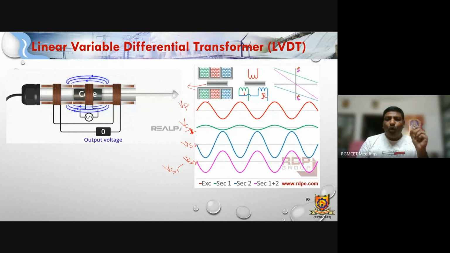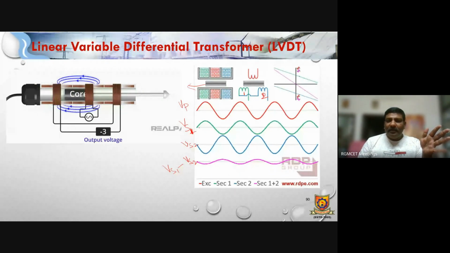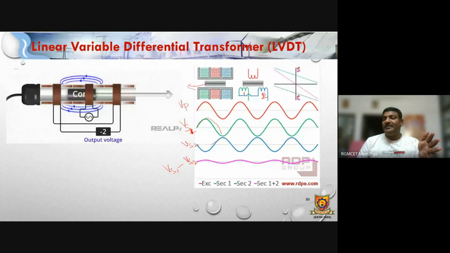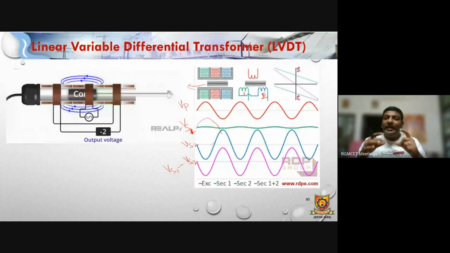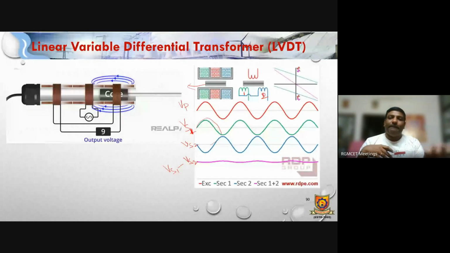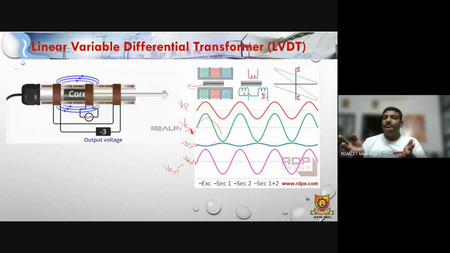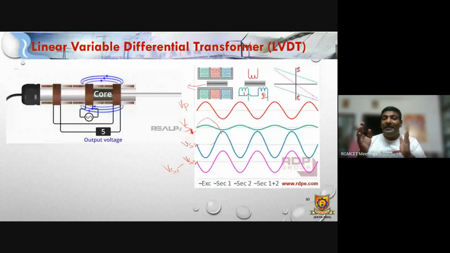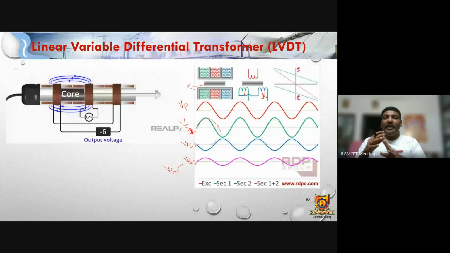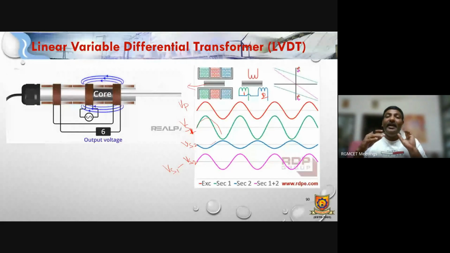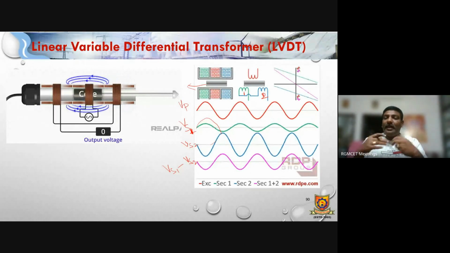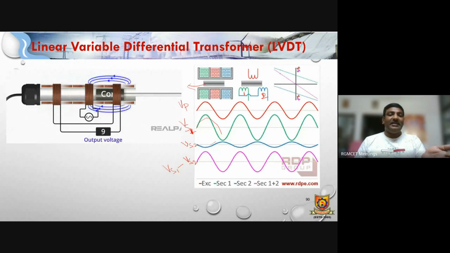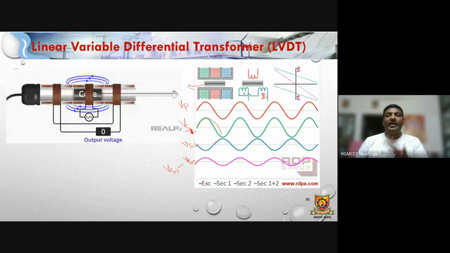So as the core moves towards the left direction, the green color waveform is going to get increased. Meanwhile, it will be decreased. VS2, nothing but the core is linked with the entire coil of 1. So secondary winding is free. As the secondary winding gets free, the amount of induced EMF in the secondary 2 will be minimum or 0. So effective number of turns should be linked with the core. As more number of turns are linked with the core, more amount of voltage can be obtained. As less number of turns are linked with the core, less amount of voltage will be obtained.